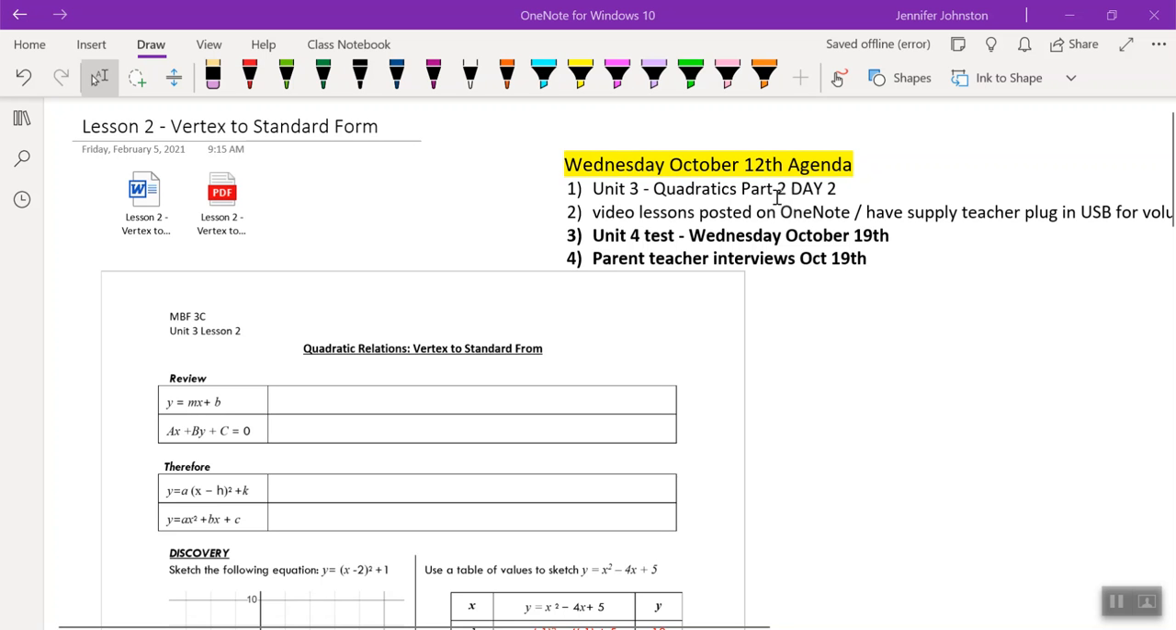So today we're on Unit 3, which is more quadratics, but it's part 2. Today is day 2. This will be a video recording, which I'll have posted right here. Looking into the future, we will be having our Unit 3 test on Wednesday, October 19th, and our parent-teacher interviews will also be on the 19th.